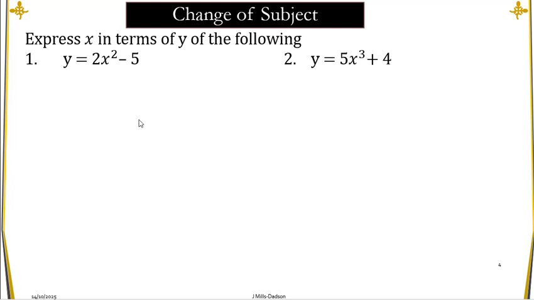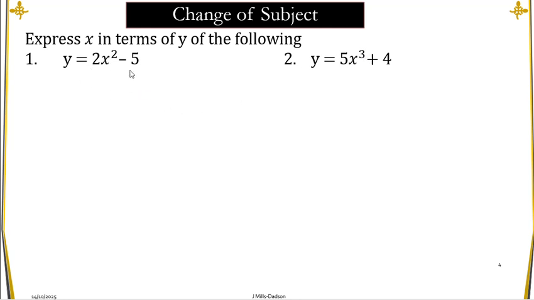Hello, welcome back. This is another example of change of subject, whereby here we are supposed to express x in terms of y. Now the x term is squared, and in the other example, the x term is cubed. How do we go about it? We do it the same way.